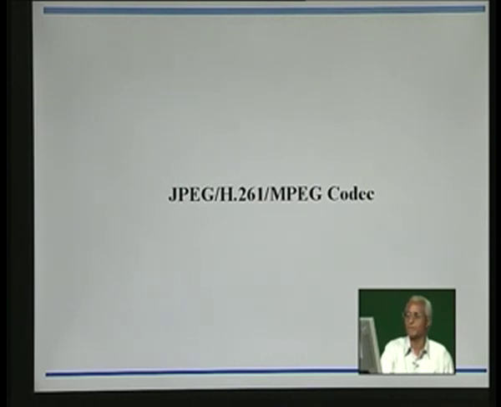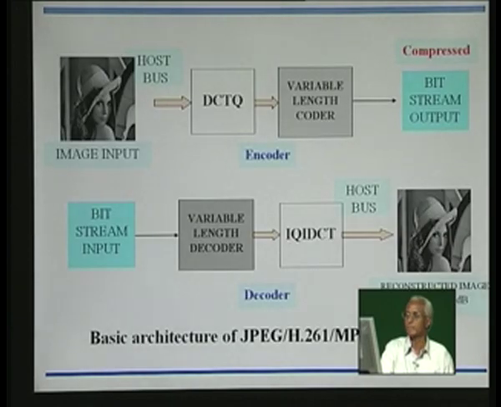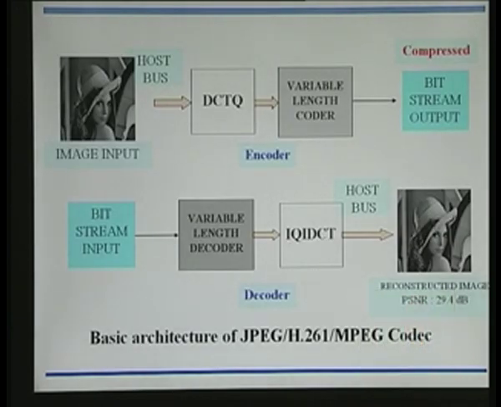Second application: you are already familiar with JPEG and MPEG as well as video phone, which is what is shown here. Image input is applied. DCTQ we have already seen in depth. What you have to design is the variable length coder as well as its inverse. This is at the encoder end, bit stream is output here, and which is received here at the decoder, and then inverse operation will have to be done, and IQ and IDCT also we have already seen how to do. Out comes the reconstructed image.